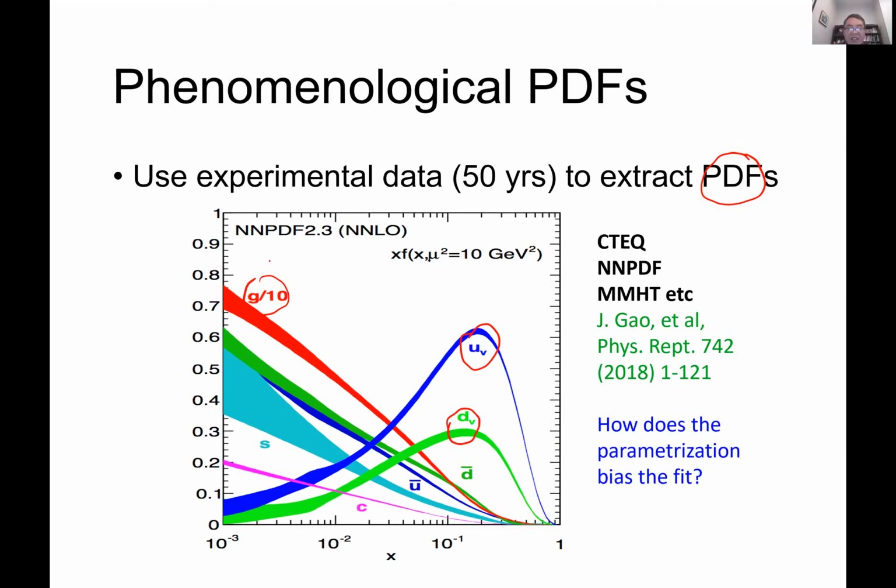Again, it's an infinite number of low energy constants, and you have a finite amount of data. So invariably in those fits, you have to parameterize those distributions as a function of x. Then you have a few dozen parameters, and you fit those few dozen parameters to thousands of experimental data points, and you get those distributions. And of course, in the back of your mind, you always question how the parameterization biases the fit, because it's really an unknown function.